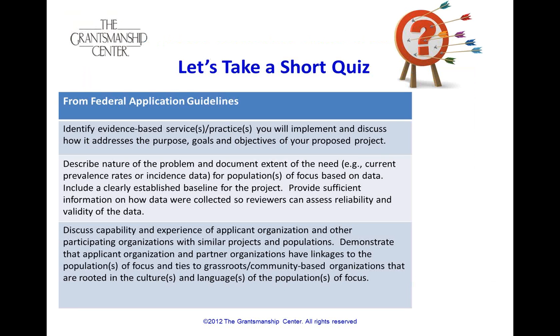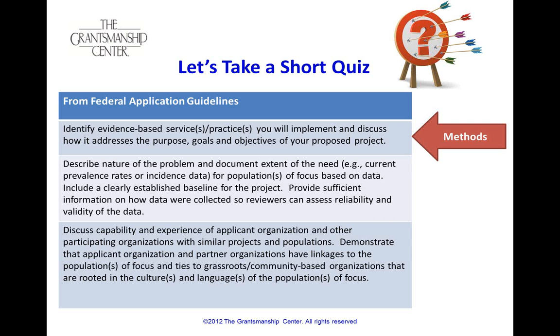Let's take a short quiz. These 3 paragraphs come from a set of federal application guidelines. The first paragraph asks the proposal writer to identify evidence-based services or practices you will implement and discuss how they address the purpose, goals, and objectives of the project. This category of information is what the Grantsmanship Center format calls methods, because it is asking the grant proposal writer to describe what the applicant organization will do. And anything that an applicant organization will do or provide or offer is a method.